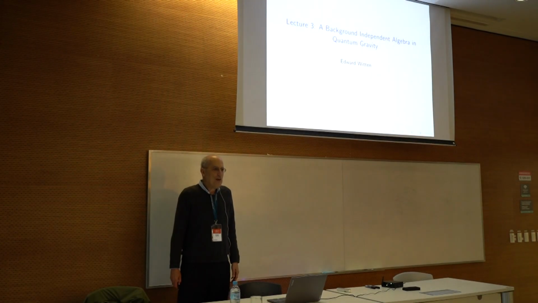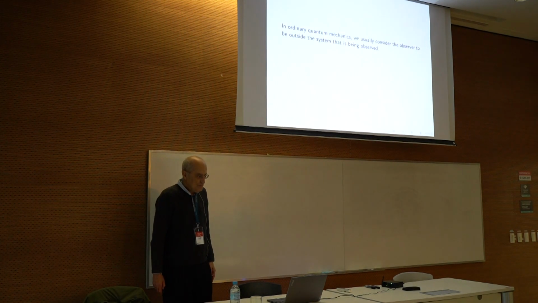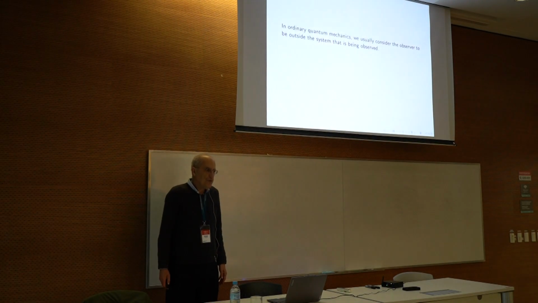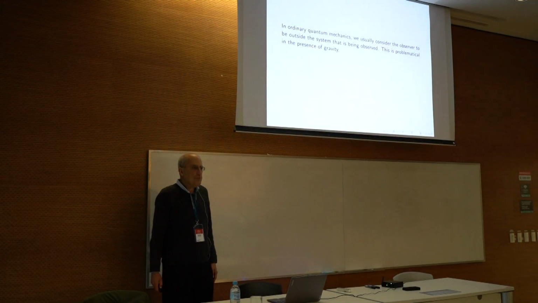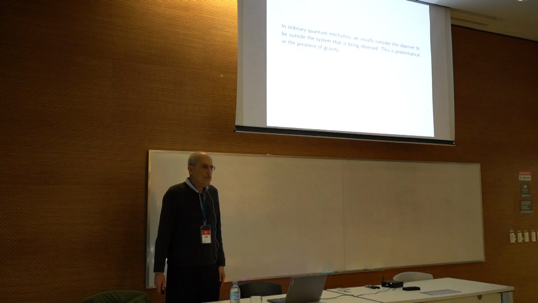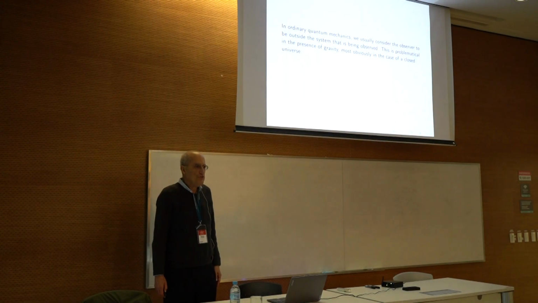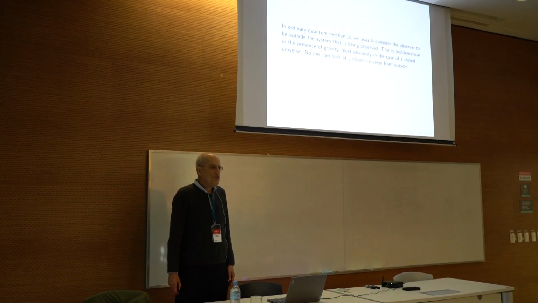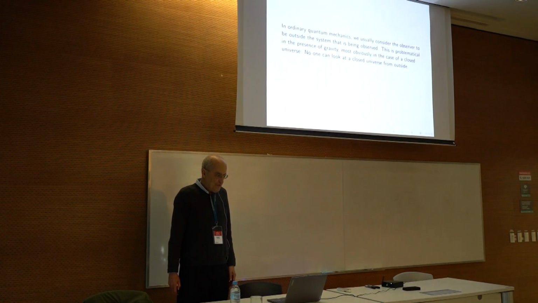So roughly speaking, the aim today is to discuss an analog with gravity of the things that we've been discussing earlier in the week without gravity. So one thing we know is that in ordinary quantum mechanics, we usually consider the observer to be outside the system that's being observed. That's problematical in the presence of gravity because the observer inevitably gravitates. The problem is most obvious in the case of a closed universe. No one can look at a closed universe from outside. So in the case of a closed universe, which might be the real world we're living in, you have to envisage an observer in the universe that's being observed.